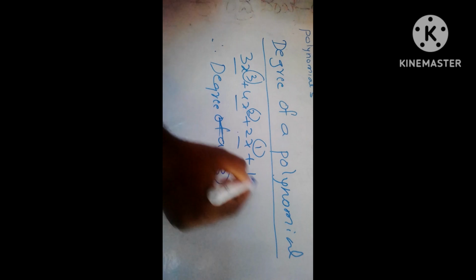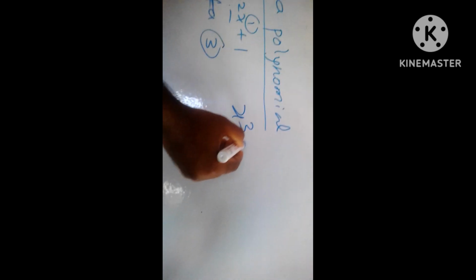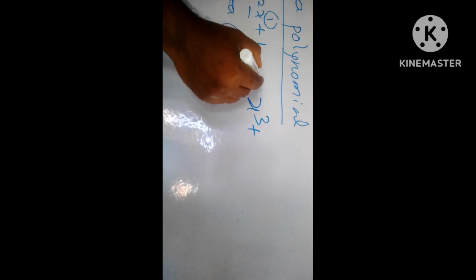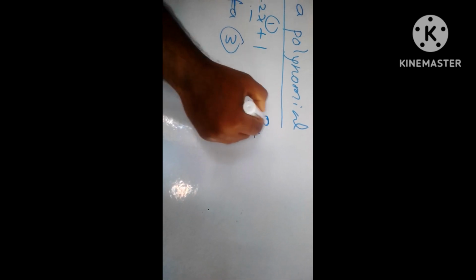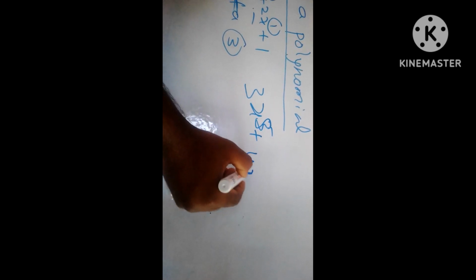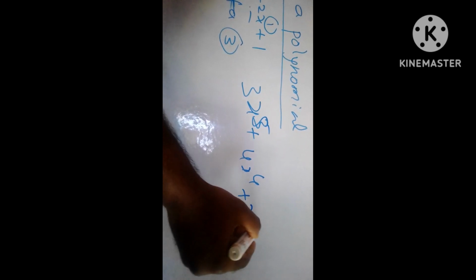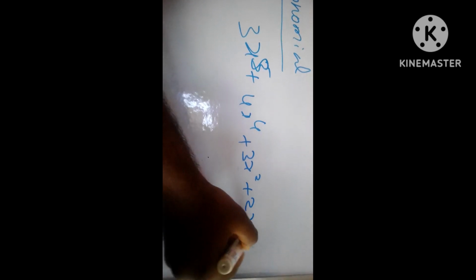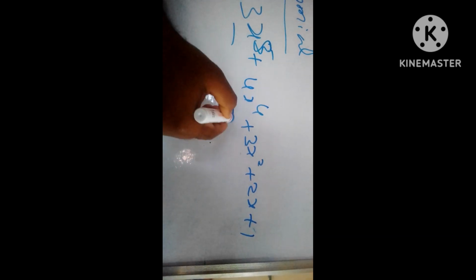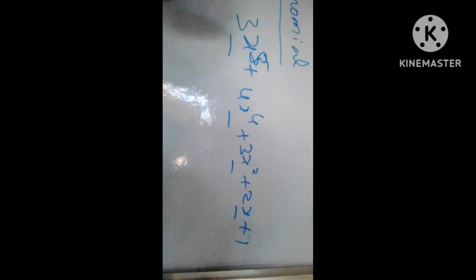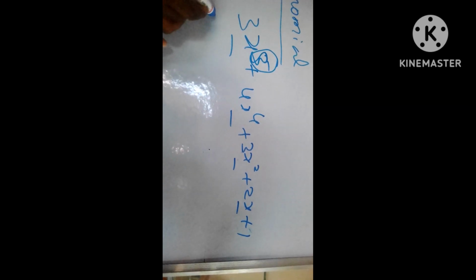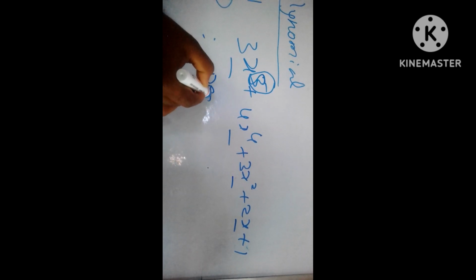Understood everyone? Next one, x cube, 3x raised to 5, 4x raised to 4, 3x square plus 2x plus 1. Totally there are terms with different powers. In that, the highest one is 5. Then the degree of this polynomial becomes 5.